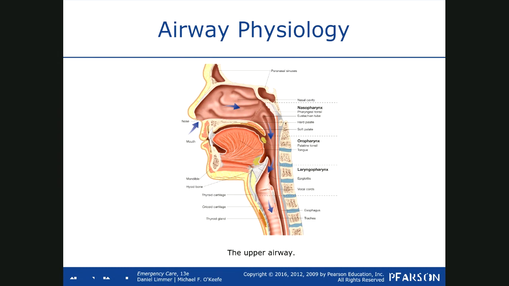A very important structure separating the trachea and the esophagus is this flap of tissue over here called the epiglottis. The epiglottis is important for covering over the trachea when swallowing so that food does not enter the airway.